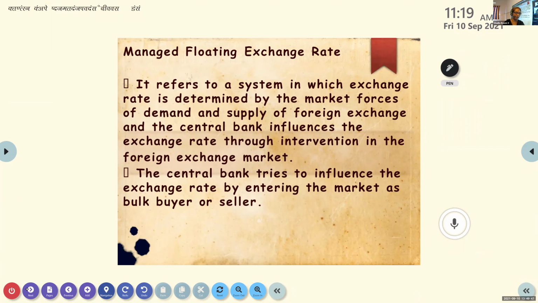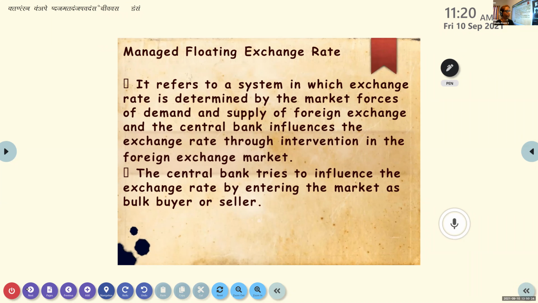For example, suppose the rate is very high, when we have to pay more money to another country. When the rate is very high, the central bank feels that the rate is very high, so it should be brought down. We have to reduce the rate. So what the central bank does is, it has some reserves of foreign currency that will be sold in the market. When the central bank sells the foreign currency, what will happen?